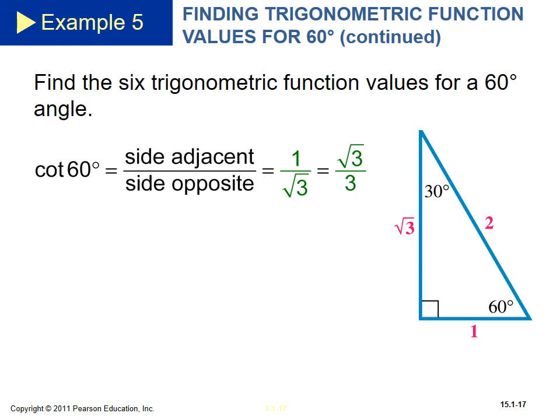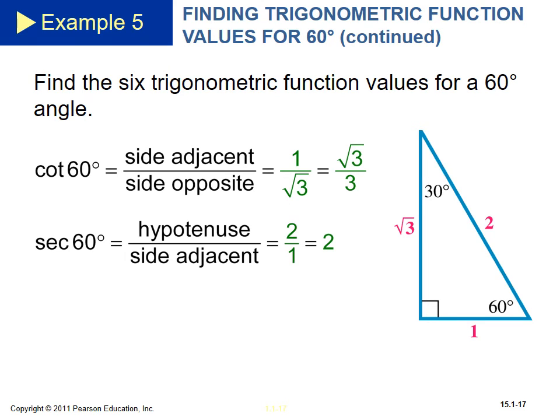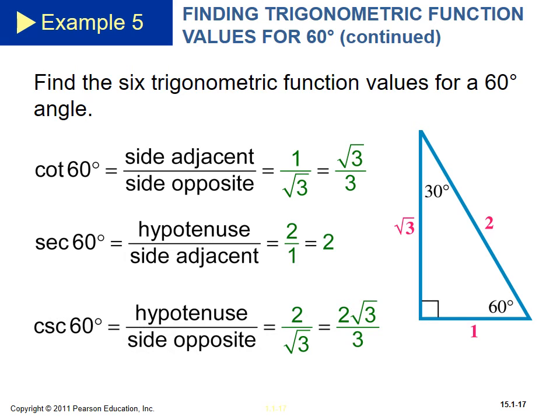Cotangent is the side adjacent over the side opposite, right? So instead of opposite over adjacent, it's adjacent over opposite, which is 1 over the square root of 3, which we must rationalize, and we get square root of 3 over 3. The secant of 60 is the hypotenuse over the adjacent, which is 2 over 1, which is equal to 2. And the cosecant is the hypotenuse over the side opposite, which is 2 over square root of 3, which we must rationalize, becomes 2 square root of 3 over 3.